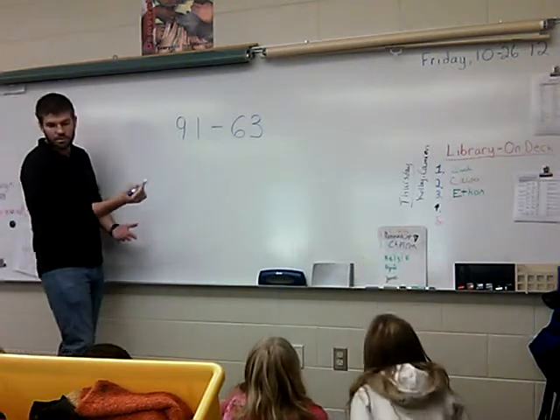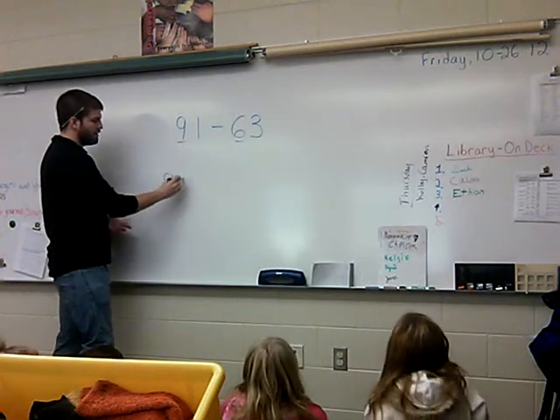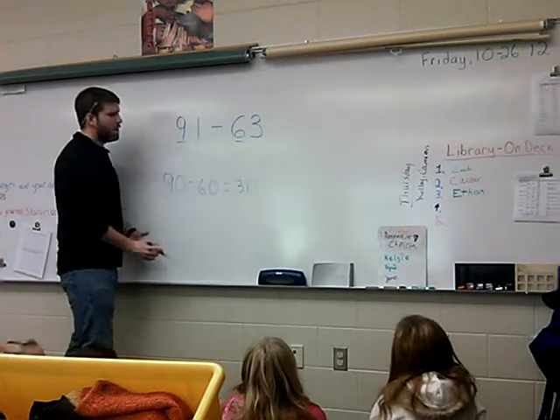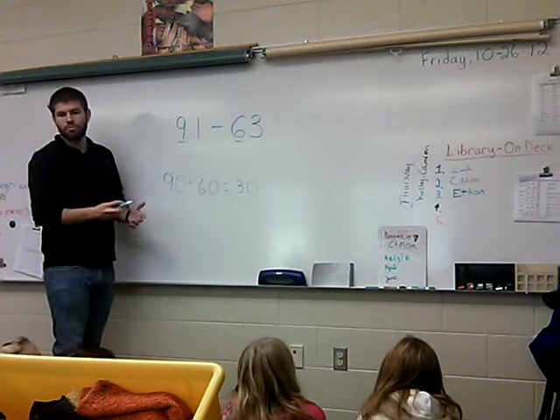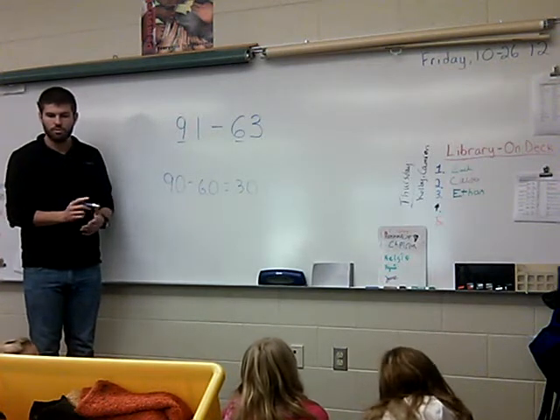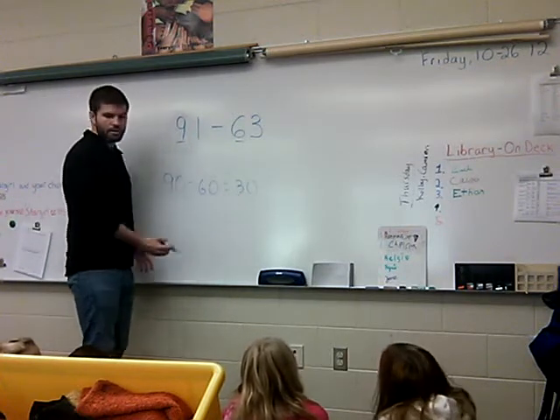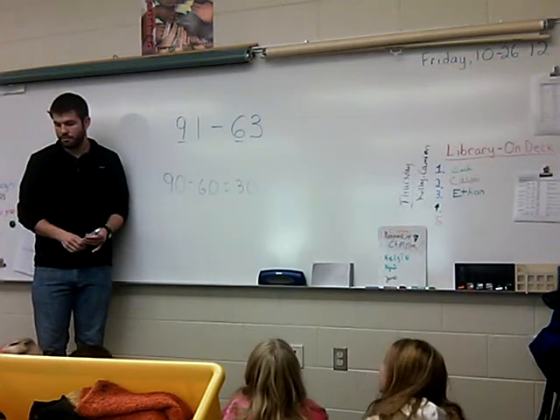So some of you did this. I'm going to take my tens place and I'm going to say 90 minus 60 equals 30. And then I'm going to take my ones place. And I'm going to say 1 minus 3, and we made that easy mistake with subtraction, said, oh, 1 minus 3 is 2. And so then I'm just adding 30 and 2, and I would get 32. Do you see how easy it would be to do that, maybe?